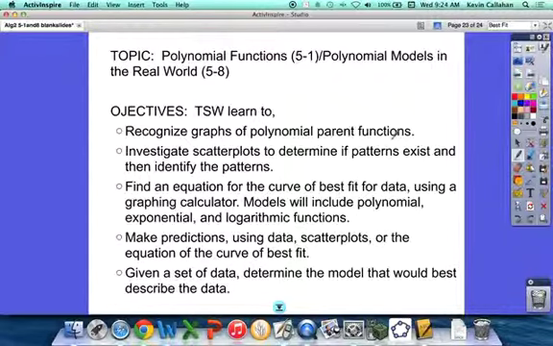We recognize the graphs of the polynomial parent functions, meaning the linear, quadratic, cubic, quartic. Investigate the scatter plots to determine if patterns exist. Like we just did, we saw a cubic pattern, right? Find the equation for the curve of best fit. We did that, right? Make predictions when we found the height of the ball at 2.5 seconds. And then, given a set of data, determine the model that would best describe the data, kind of a repeat of this stuff up here. But those are the things that we're supposed to know how to do.